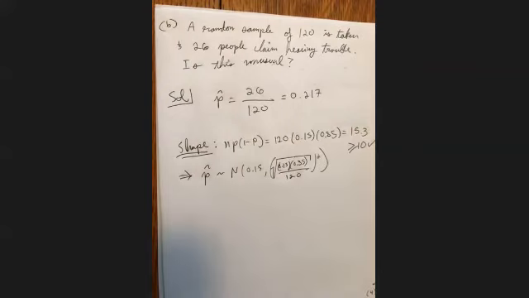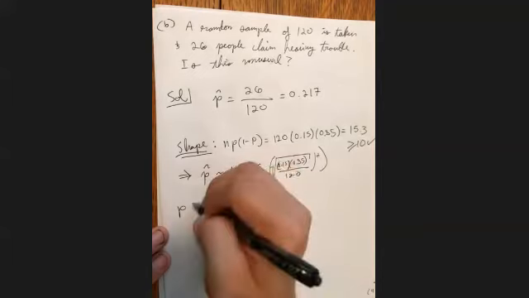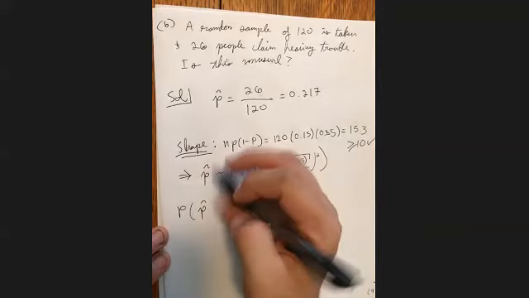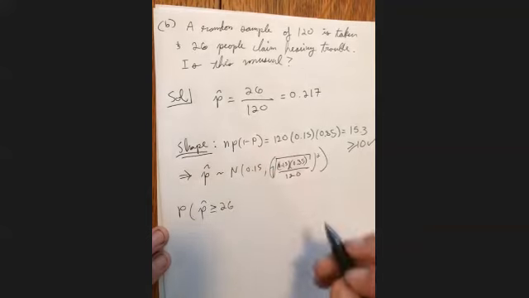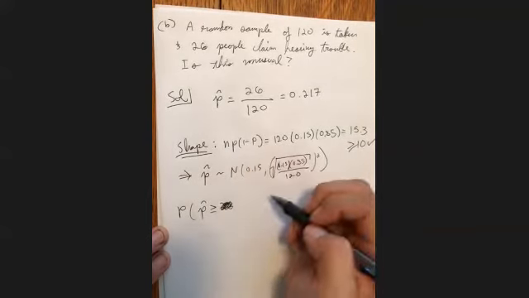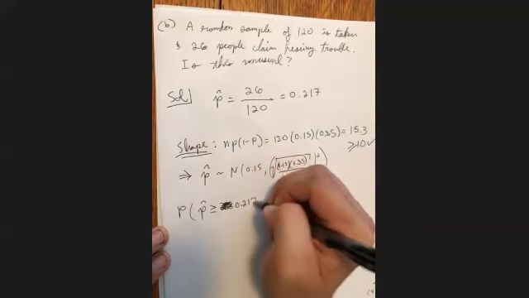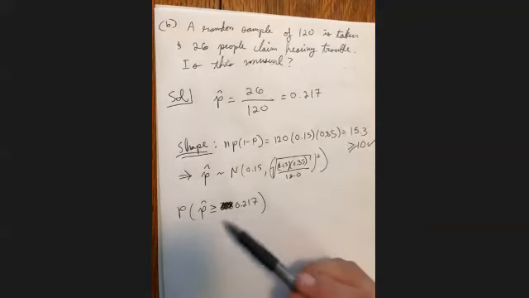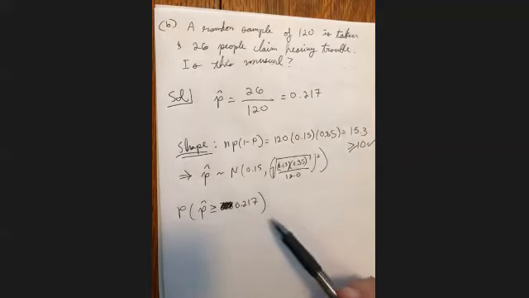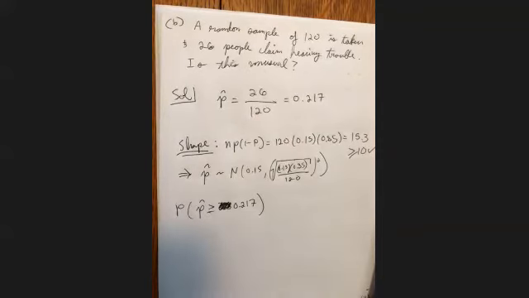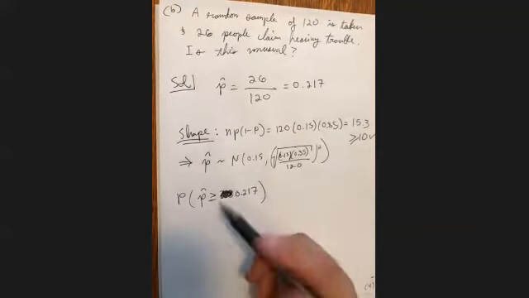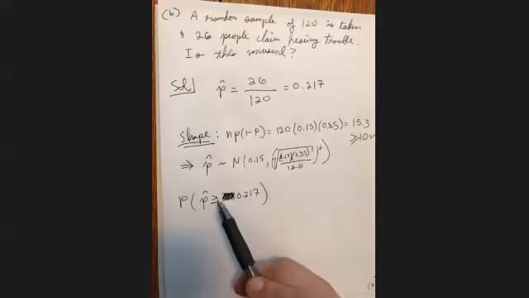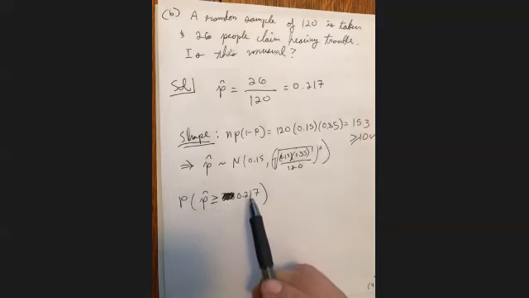All right, once we know the distribution, we can now compute a probability. The probability we're interested in is how likely is it to get a sample proportion that's greater than or equal to 0.217. Let me say it this way, because this might be confusing to some. Why am I computing this particular probability, greater than or equal to? Last time we looked at less than or equal to.